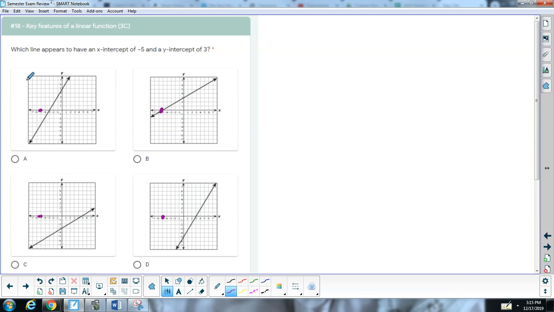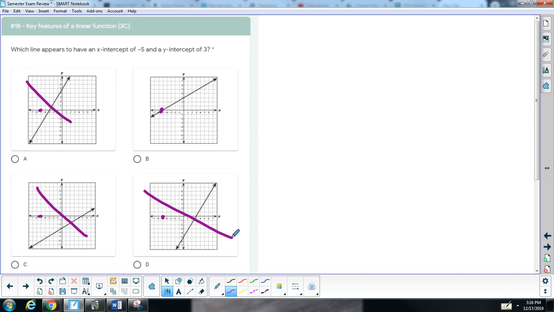Okay, and as you can see, 3 of them do not cross the x-axis at -5. Only one does. If we wanted to, we can check our y-intercept. It should cross the y-axis at 3, and it does.